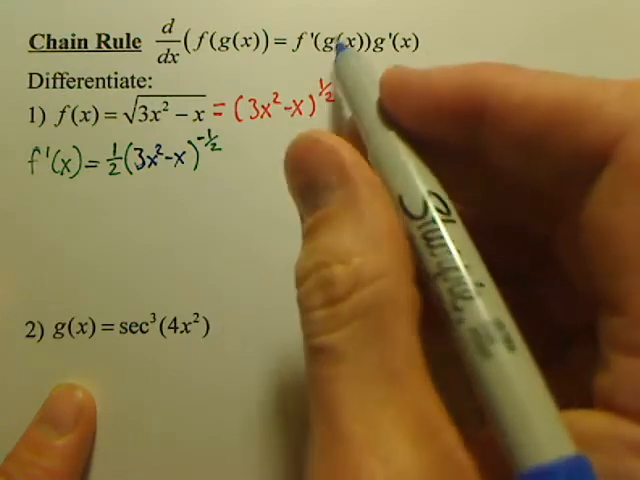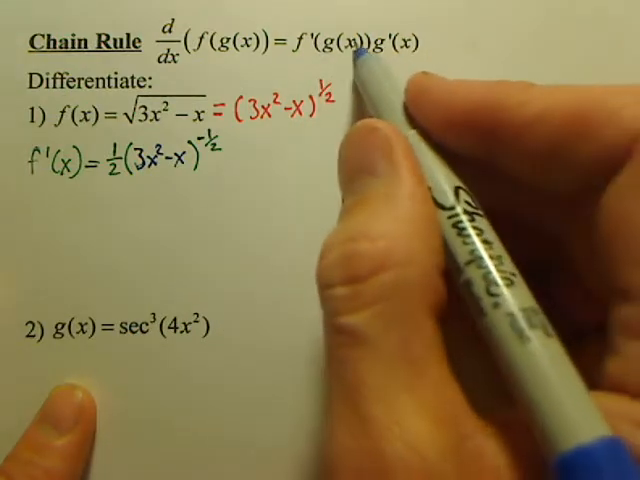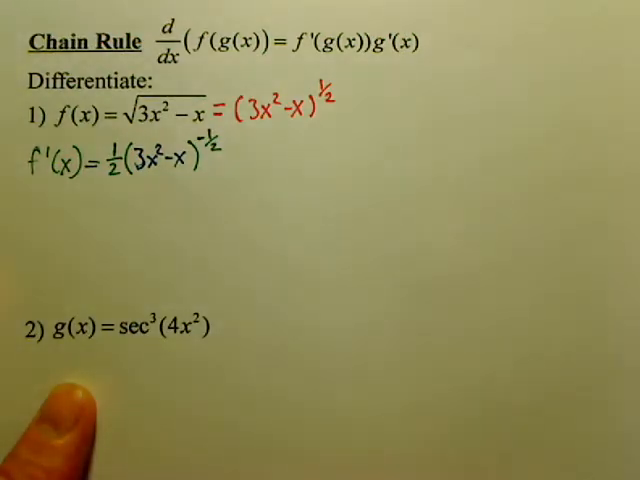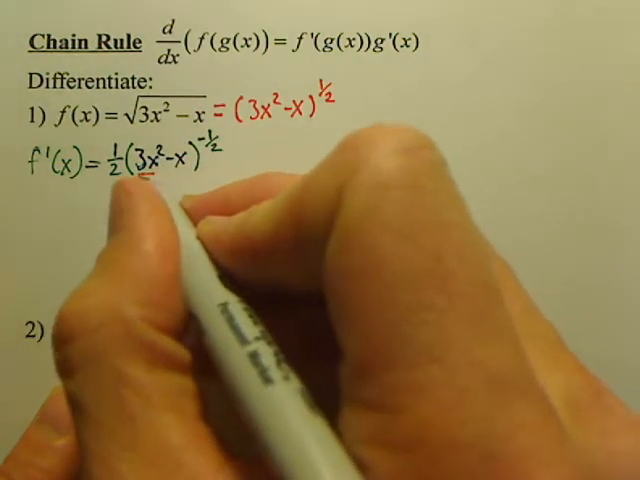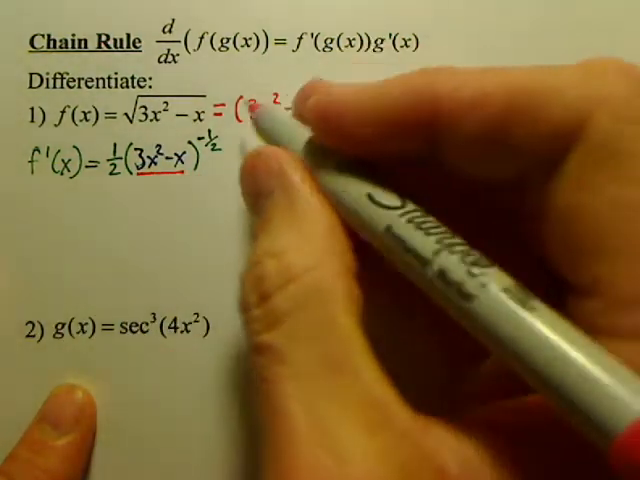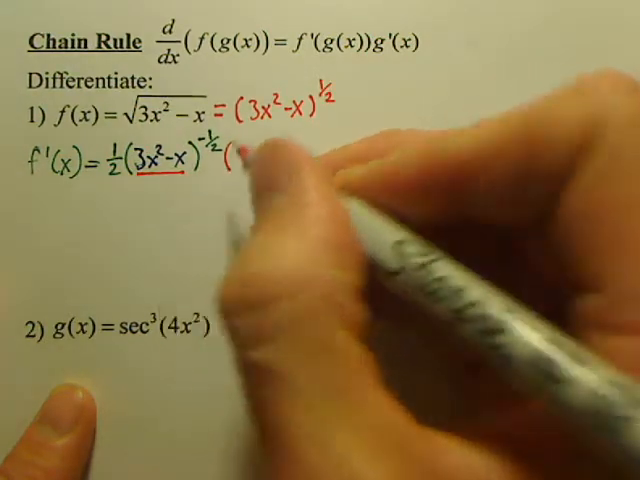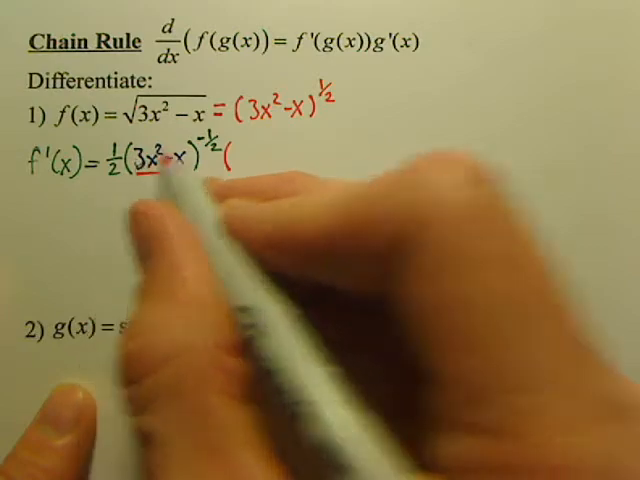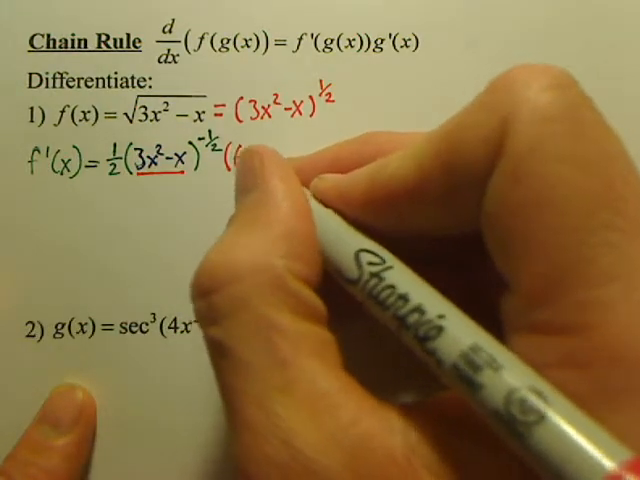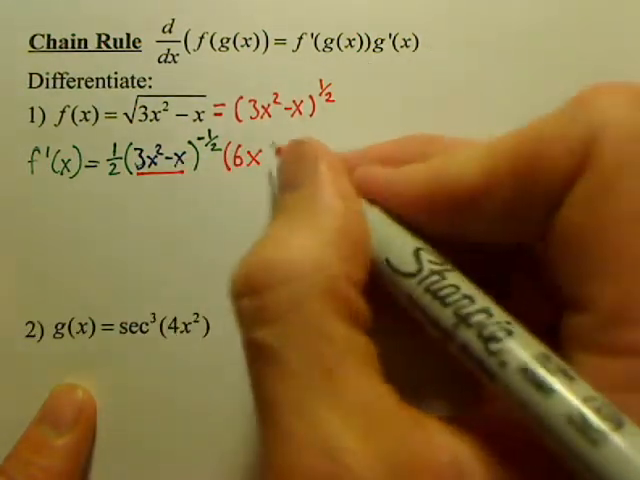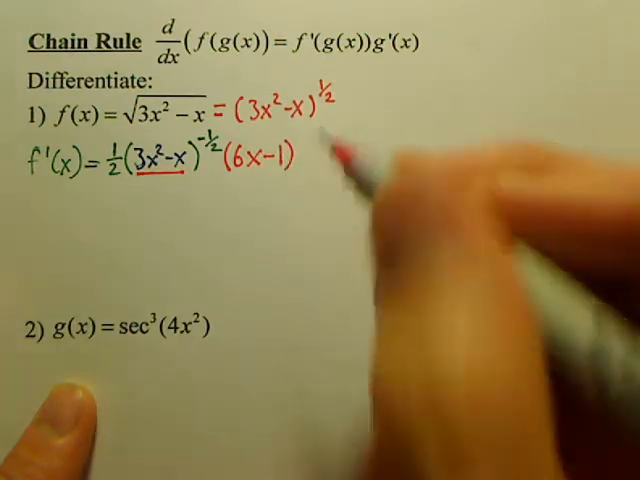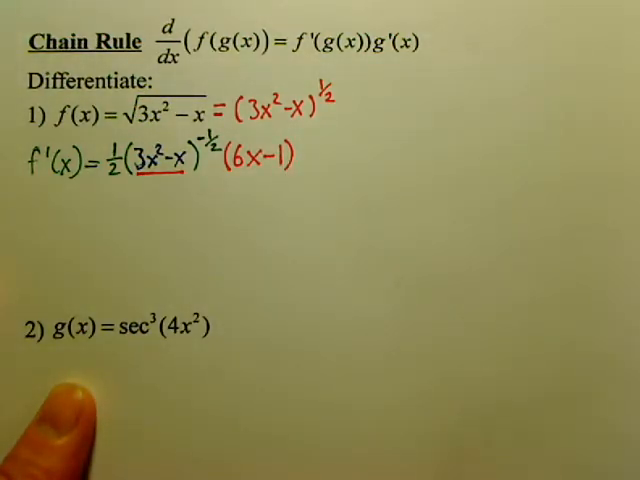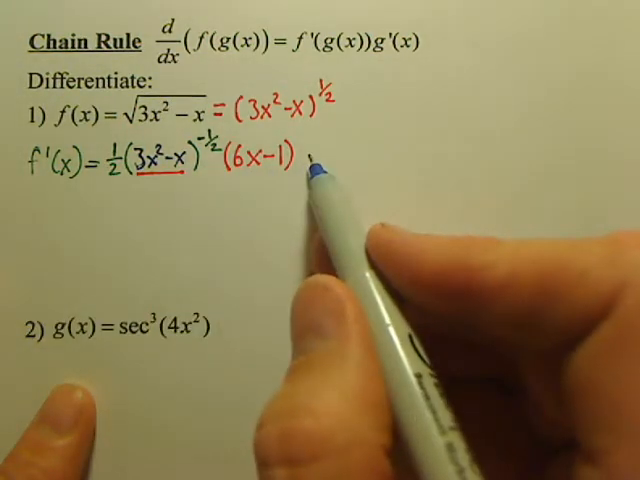But what am I now going to do? I'm going to derive the inside. So this inside piece right here, I'm going to take the derivative of it, and multiply by it. So what's the derivative of this inside? I'll take the 2 up front, that becomes 6x, and the derivative of negative x is negative 1. That might have thrown you for a loop, what I just did. That is the chain rule.